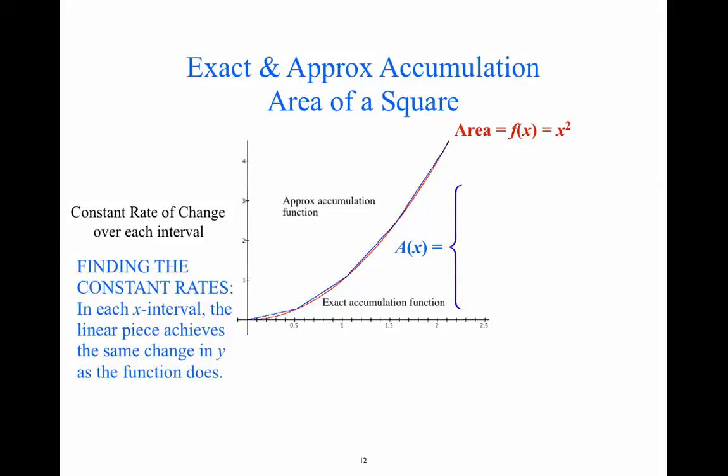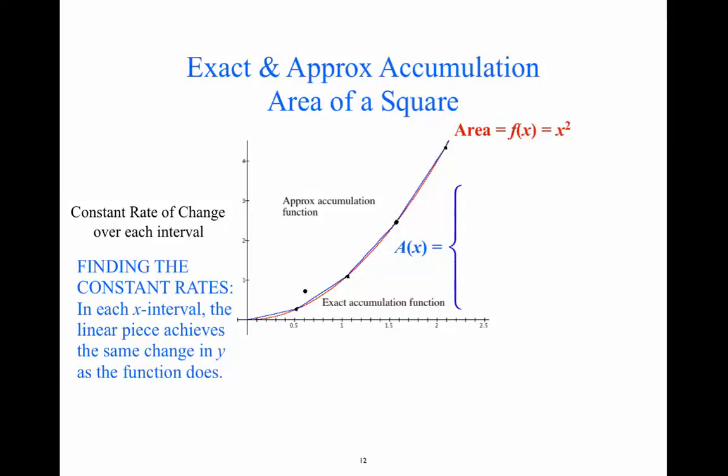Okay, so let's find these. We've got the function. So these endpoints are going to be crucial. Why? Because they're the link. These points that we use to form those segments. Those are the link from the exact accumulation to the approximate accumulation. That's how we're going to build the approximate accumulation out of these points that we're using as the endpoints of the segments, because they're on the curve and we have information about those points.